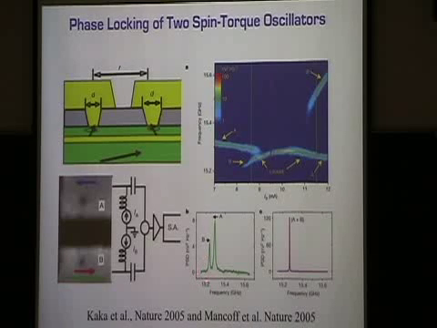Could you also get them to interfere destructively? You should be able to get them to interfere destructively as well. You'd have to figure out how to control the phase of the oscillation.